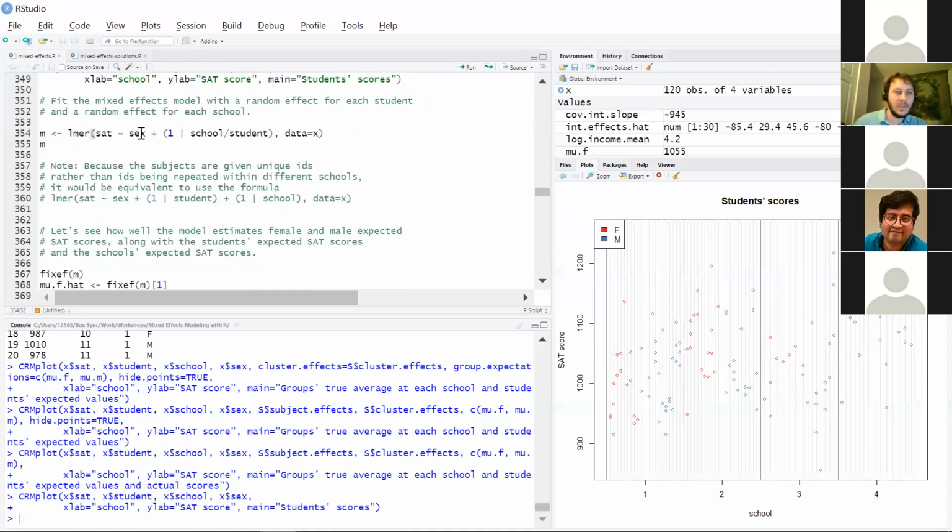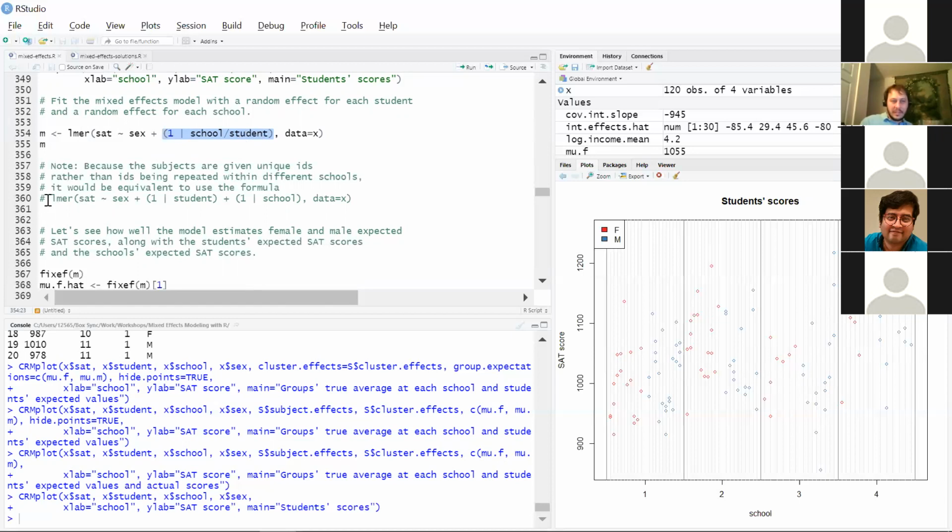All right. So the model is a hierarchical model. There's a fixed effect of sex. Every school has its own effect. Every student has his or her own effect. That's how you could encode this in the lmer formula. Students belong to schools. Every school gets its own effect. Every student gets its own effect.